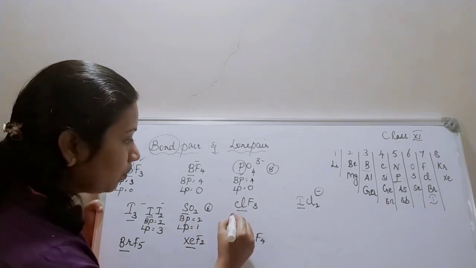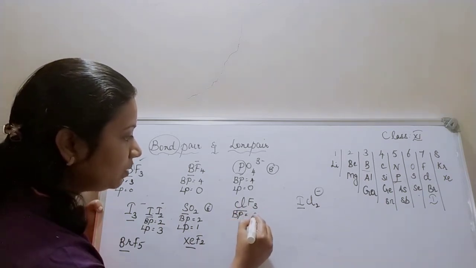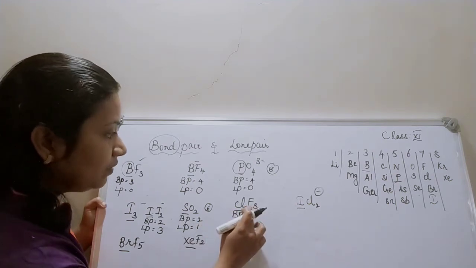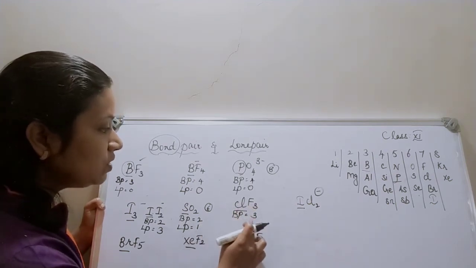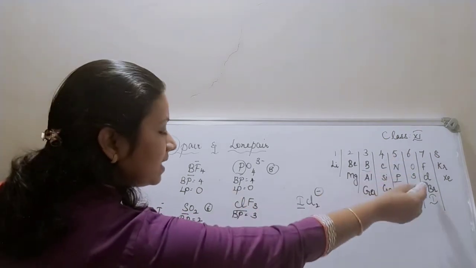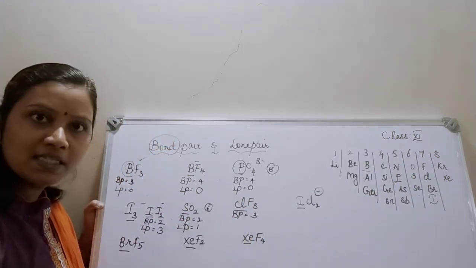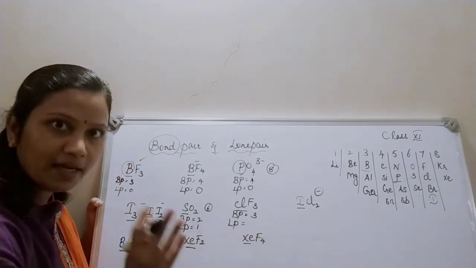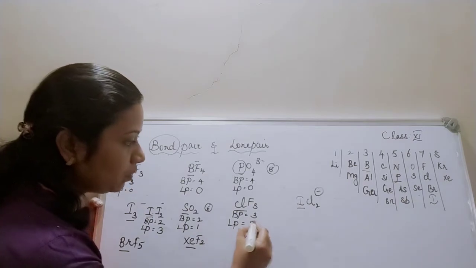So bonded pair is equal to 3. Clear? Now, 3 fluorine atoms are bonded to chlorine, so the bonded pair is 3. Now, what is the valency of fluorine, children? It is 7. 7 minus 3 is equal to 4, right? Lone pair is equal to 4, but how will I write 4? 2 pairs, so I will be writing lone pair as 2.